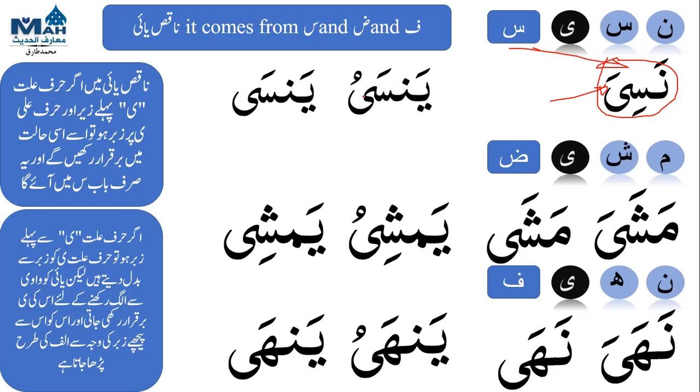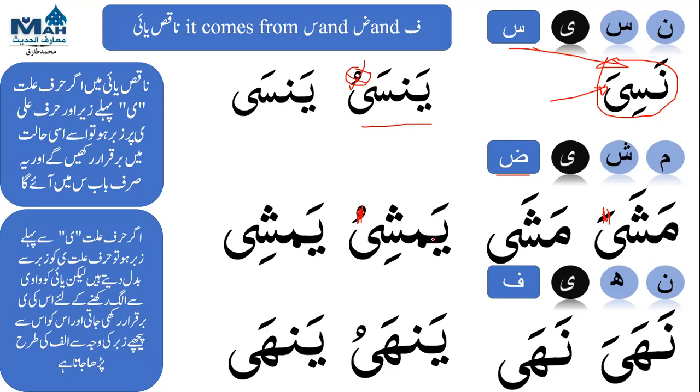Actually, nasiya yansayu. This dhamma will simply drop, and will keep the others. Yansa. Nasiya yansa. Then meem sheen ya from chapter dhad. Masha. Actually, mashaya yamshiyu. So it will become masha yamshi. Simply what? Drop the vowel. Nothing to do, no change.